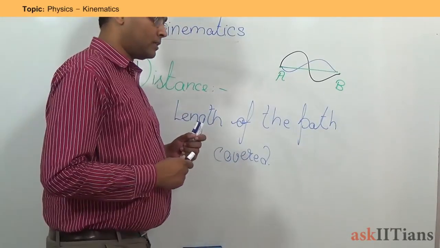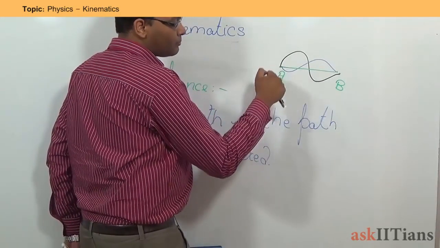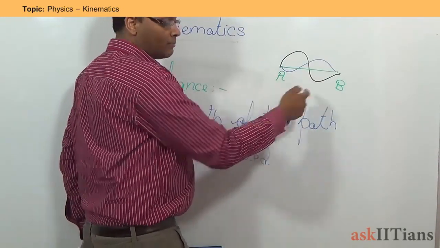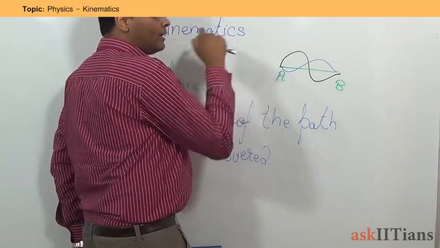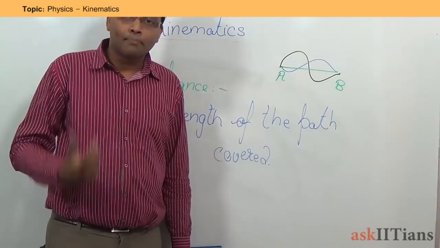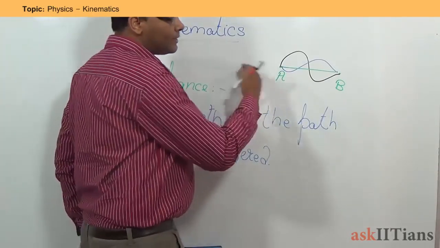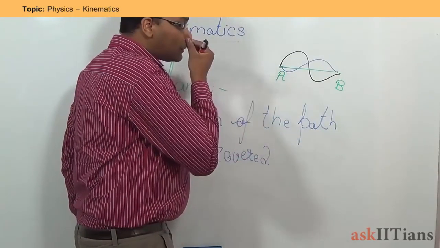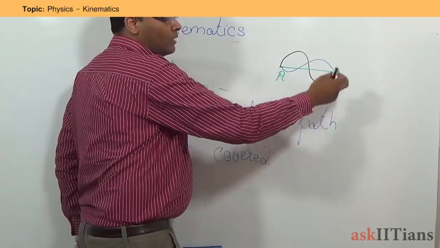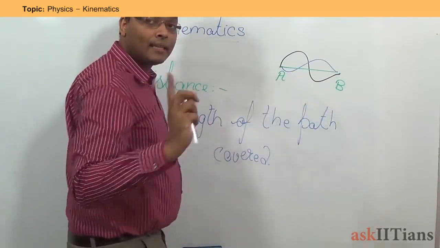When I am saying it's equal to the length of the path covered, obviously it's going to be dependent on the path. But if I take the black colored path going from the point A to the point B, as well as the same black colored path coming from the point B to the point A, the distance is going to remain the same, right? Because it does not depend on direction, it's a scalar quantity. So the distance going from the point A to the point B is the same as coming from the point B to the point A, provided the path taken is the same.